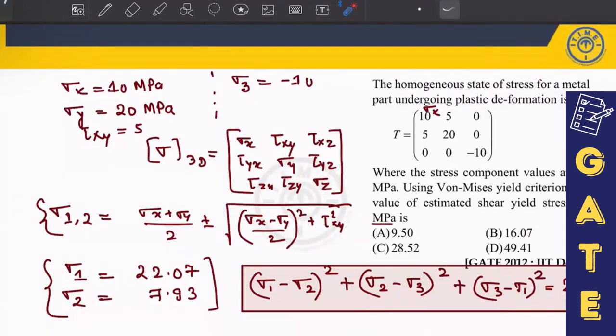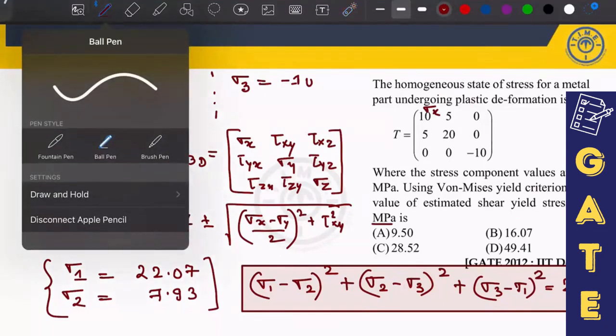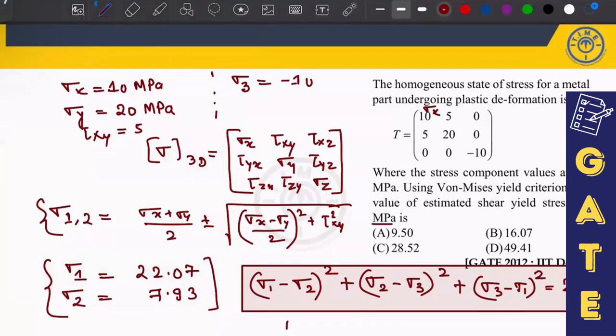Now sigma 1, sigma 2, sigma 3, which you already know. So from here you can easily get the value of yield tensile strength. Okay, so first you will get the yield tensile strength, but what they are asking is yield shear strength. As you know, in case of Tresca theory, the yield shear strength can be written as yield tensile strength divided by 2. Okay, this is for the Tresca theory.